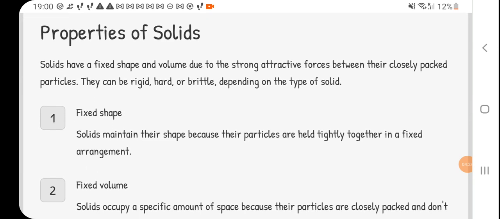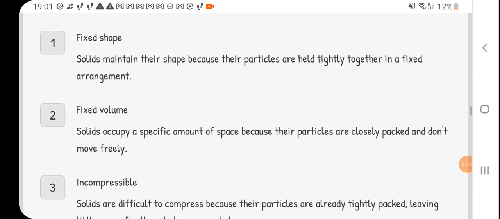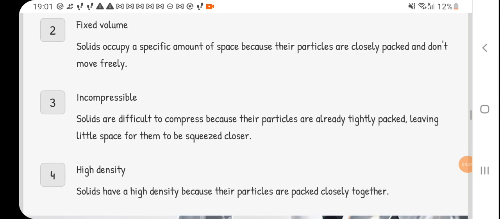Properties of solids. Solids have a fixed shape and volume. Due to the strong attractive forces between their closely packed particles, they can be rigid, hard, or brittle, depending on the type of solid. Fixed shape. Solids maintain their shape because their particles are held tightly together in a fixed arrangement. Fixed volume. Solids occupy a specific amount of space because their particles are closely packed and don't move freely.